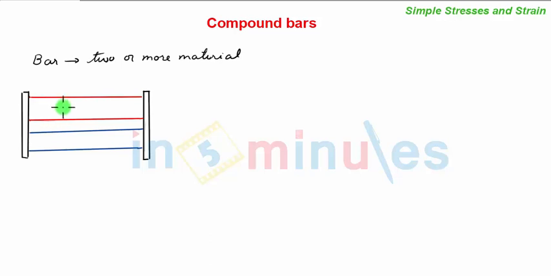Now consider a bar as shown in the figure, of which one is made of steel and another is made of brass. These two bars have been rigidly connected to each other at their ends such that the deformation of both the bars will always remain the same. So such a bar system can be called compound or composite bars.